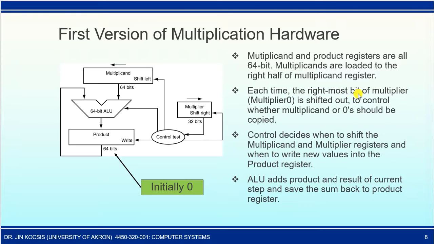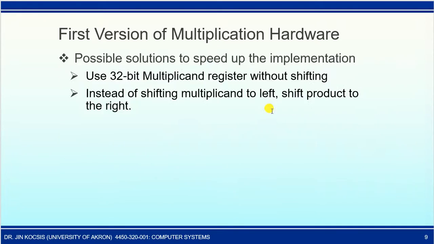And the rightmost bits of the multiplier will be shifted out to control whether to send the commands to the control unit to decide whether this addition will be used to update this product. Okay, and also the control unit will decide when this will be shifted and so on. And the ALU implements addition, right? And also we use that to update the product.